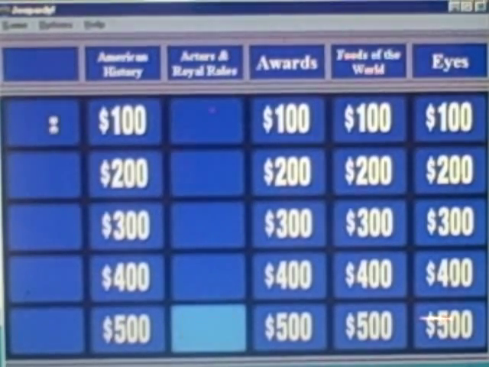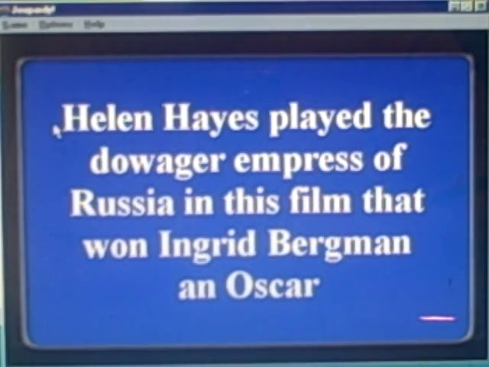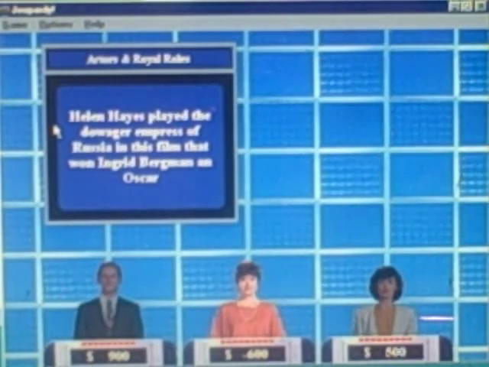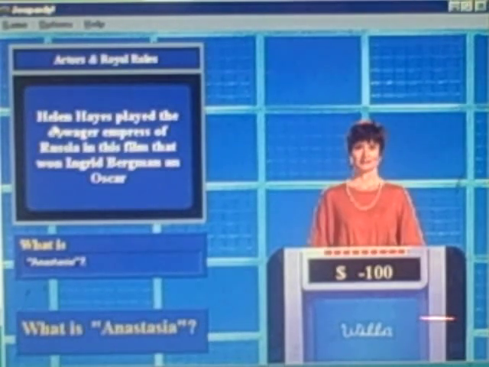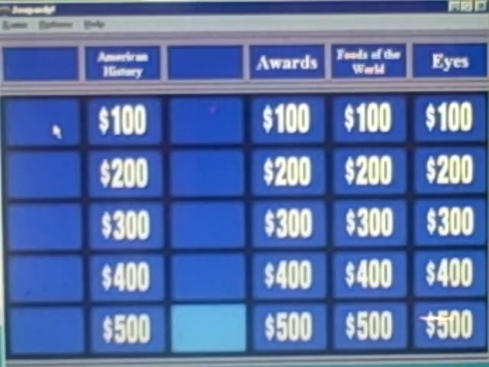Actors in royal roles 500. Helen Hayes played the Dowager Empress of Russia in this film that won Ingrid Bergman an Oscar. Is it Anastasia? Yep, you are correct.